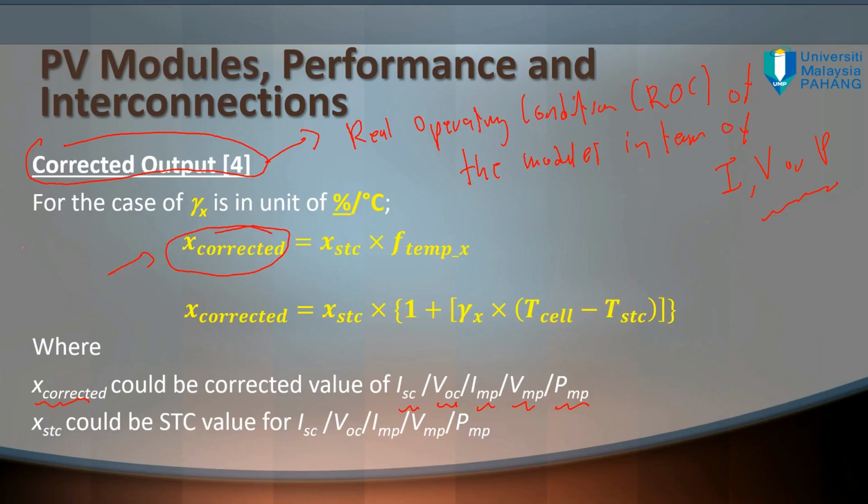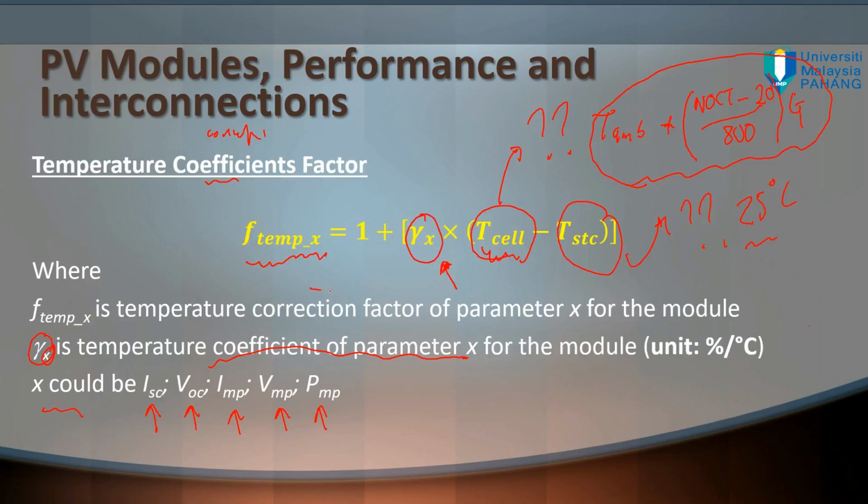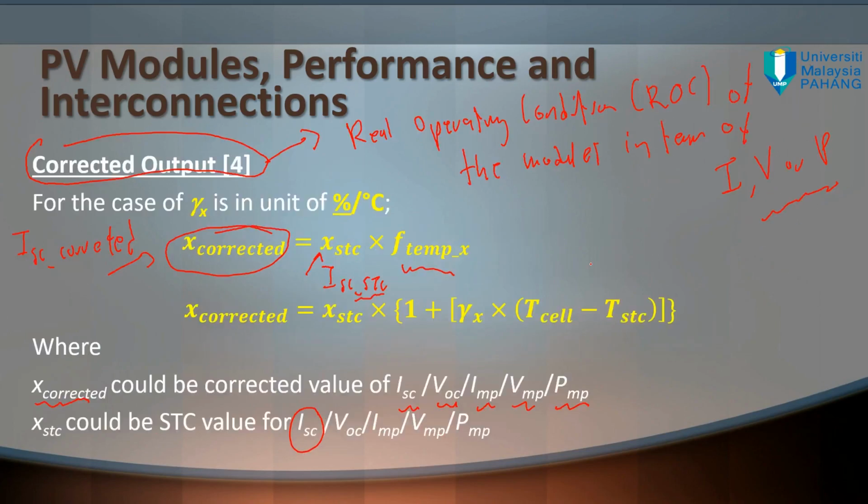So this is what I call, for example, if I say ISC corrected, this X will be replaced with the ISC. Means that ISC STC. What is the ISC STC? You can refer to the solar module specification data sheet. Everything is there. Okay. So what is the F of X? It is the equation that comes from here originally. But for the case of the unit given in percentage per degree C. Later we'll look at the example.